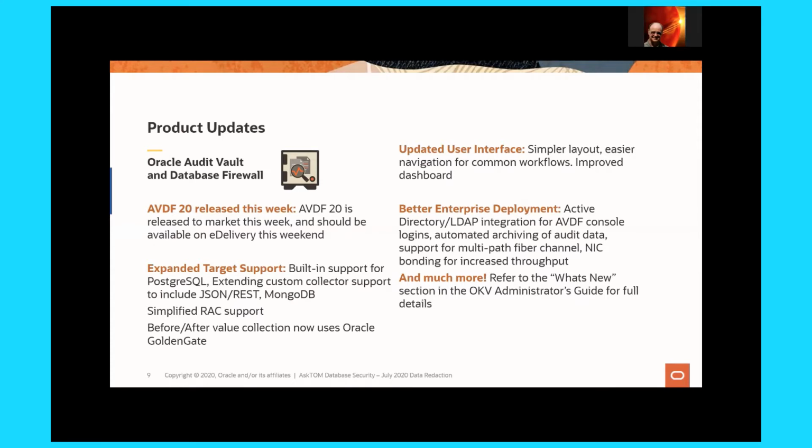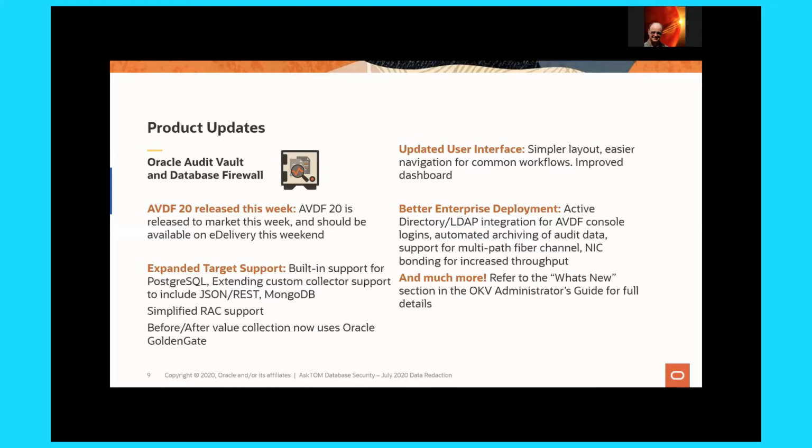There is a lot of new stuff in this version. We've added support for Postgres. We've expanded our custom collectors to include REST and JSON. So before we had JDBC to a table and XML, now we have REST and JSON. We've really simplified RAC support to better work with things like SCAN listeners. It used to be quite painful to set up. Now you'll find it's very easy.